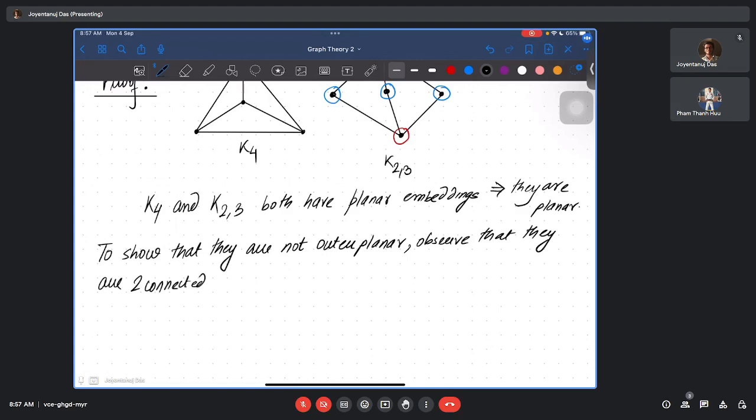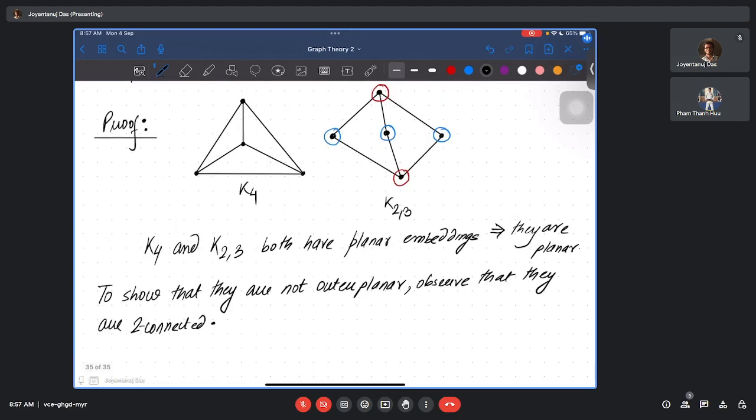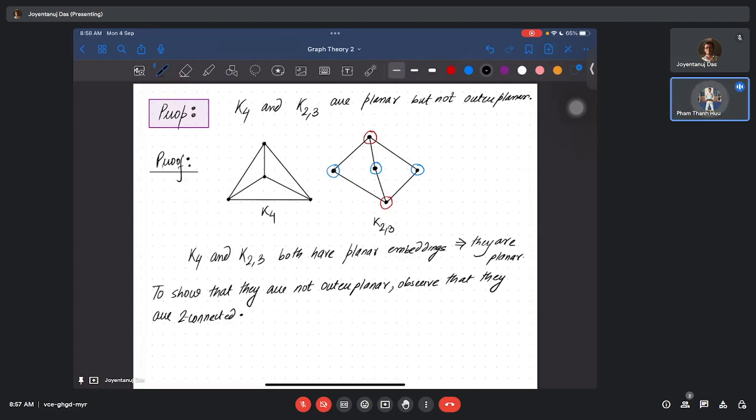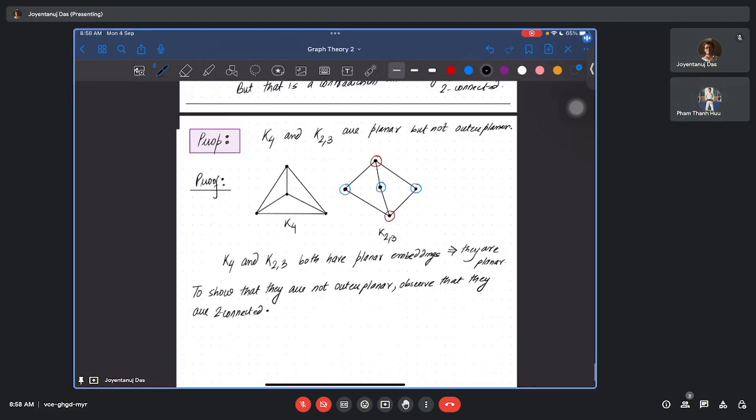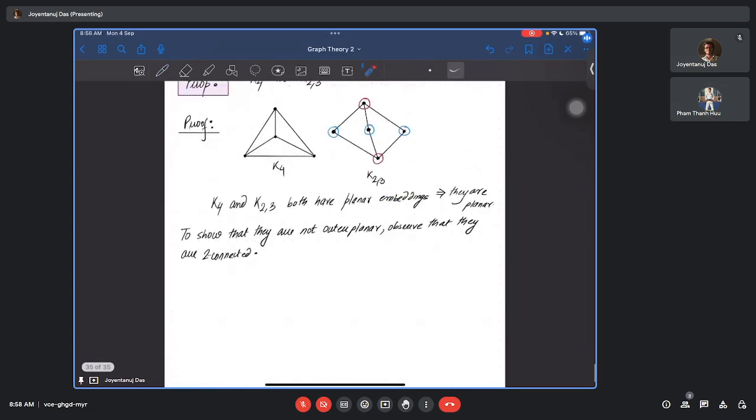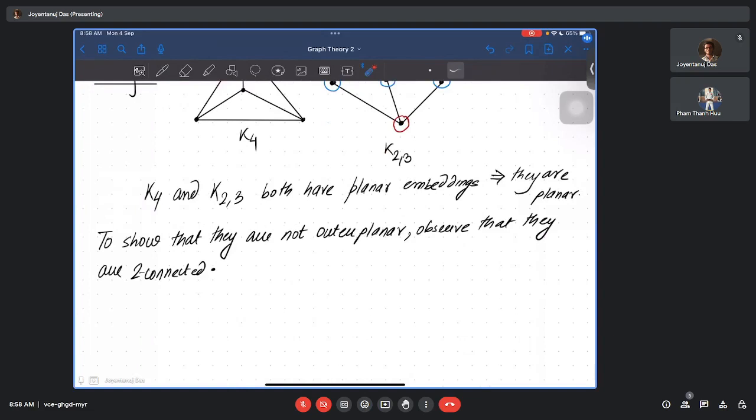They are two connected because if you delete any one vertex, the graph is still connected. By the previous result, if it is a two connected outer planar graph, then the boundary should be a spanning cycle, right? But that will lead to a contradiction, because there is no spanning cycle.